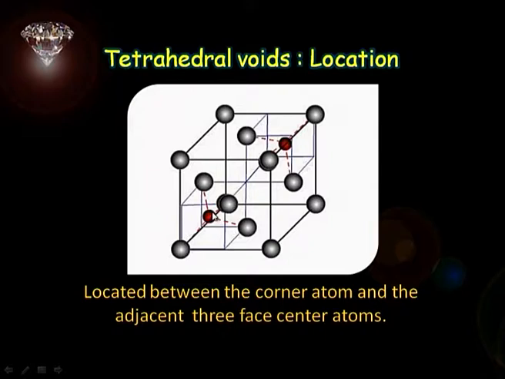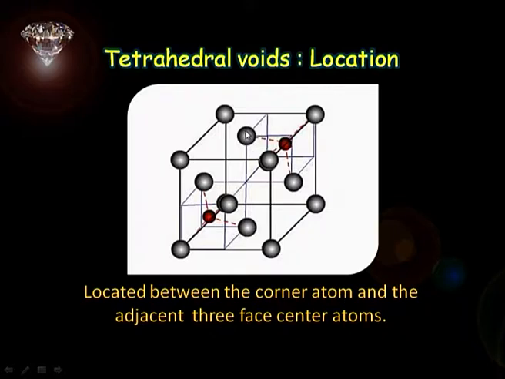Now, how is it a tetrahedral void? You just see that there is one atom of layer A, and this is in touch with 3 atoms of layer B. That means these will be 3 face centers. So, that will form a tetrahedral void. Similarly, here also this is a corner atom, and then there are 3 face centers.